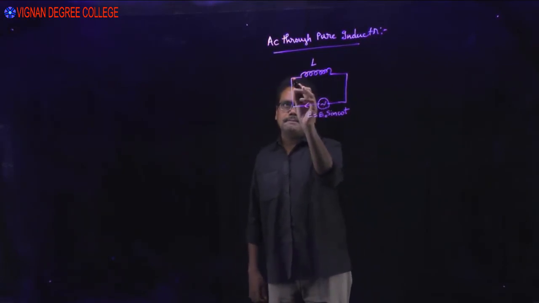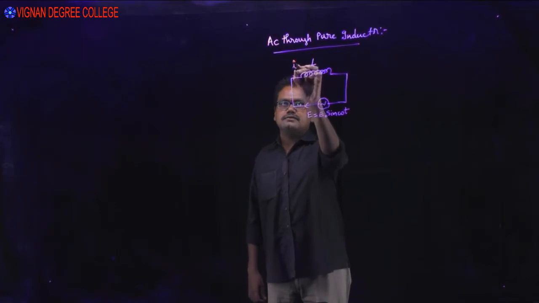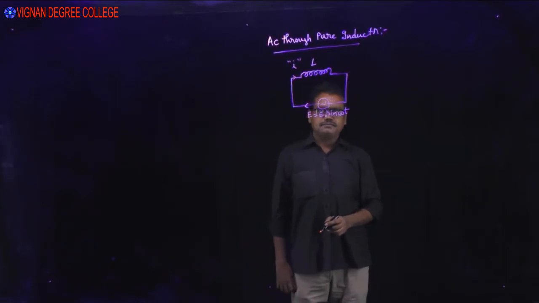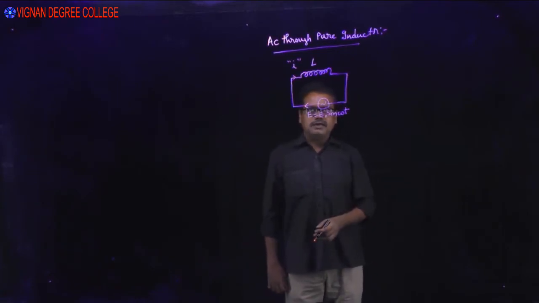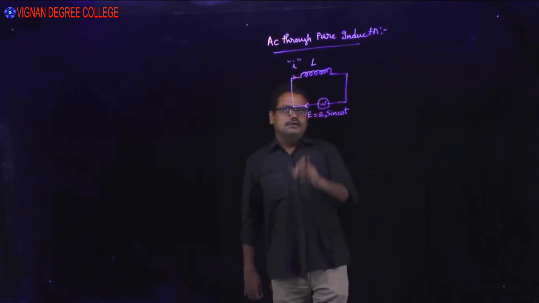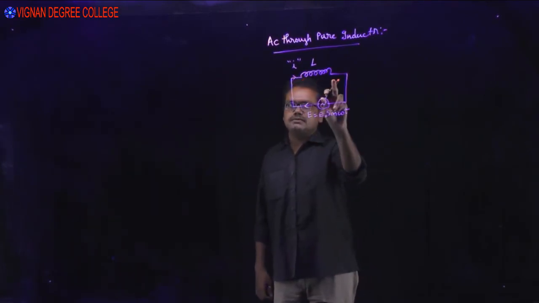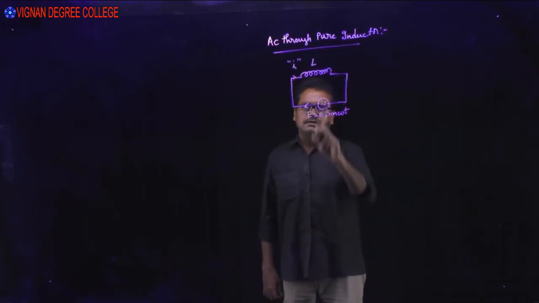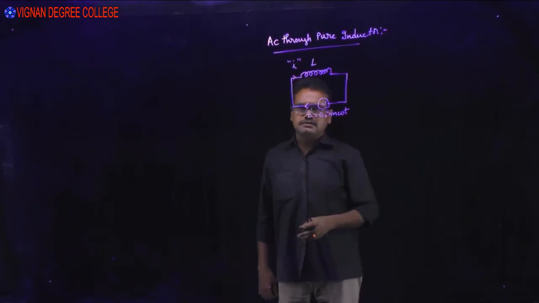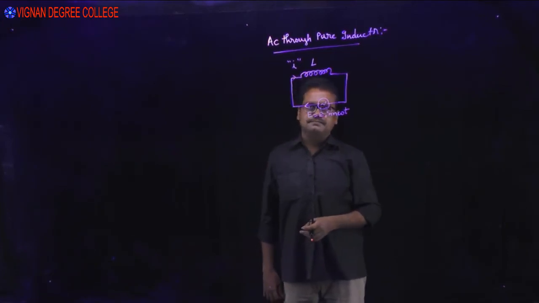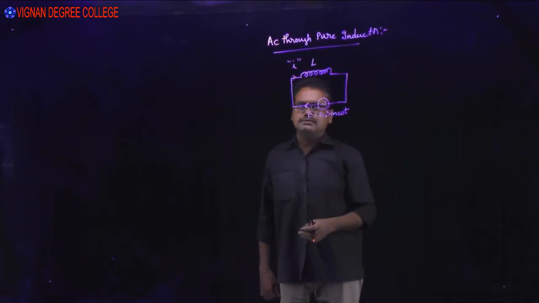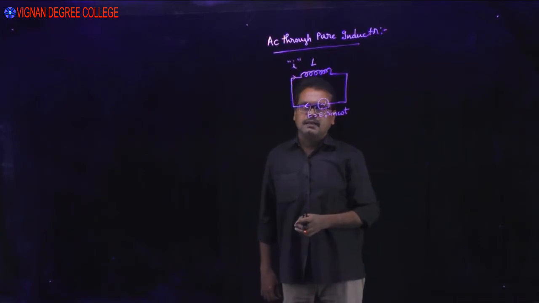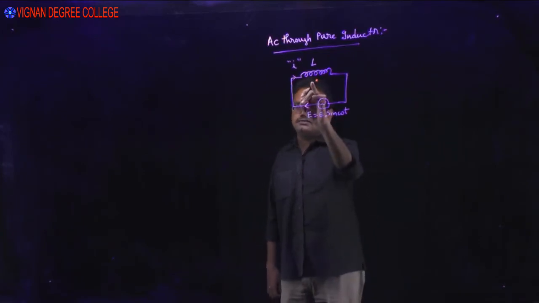Let us suppose that a current I is flowing through the inductor. According to electromagnetic induction, whenever this alternating current flows through this inductor, the magnetic flux linked with this inductor changes. So an EMF will be produced. That produced EMF opposes the original cause that produces it.